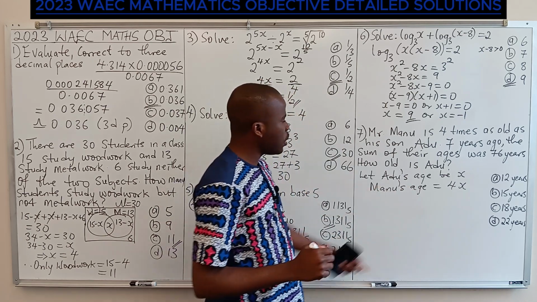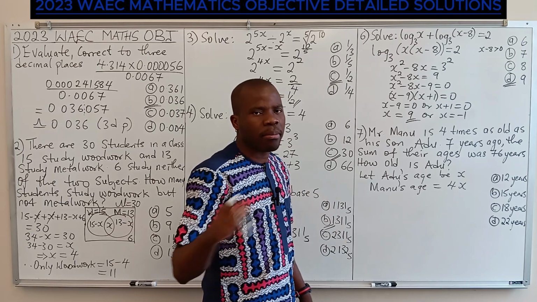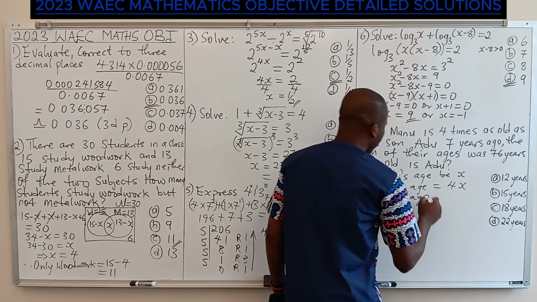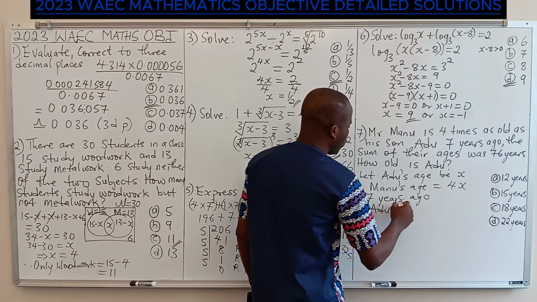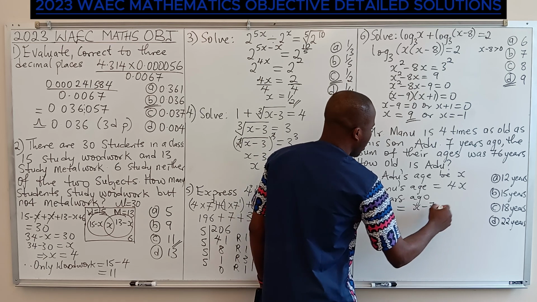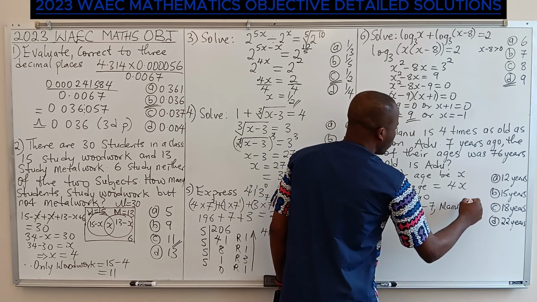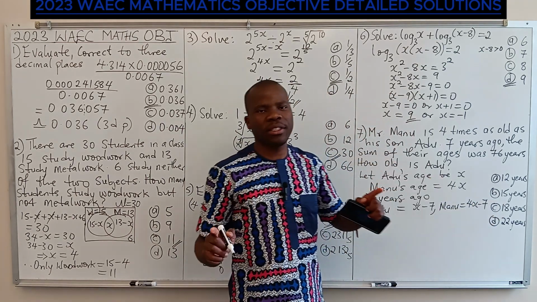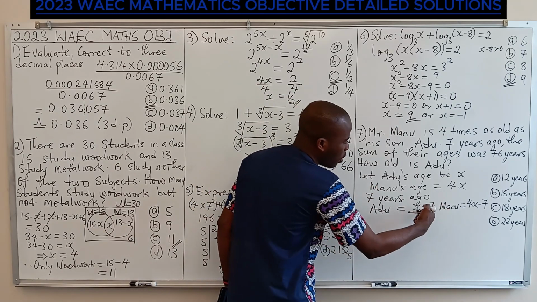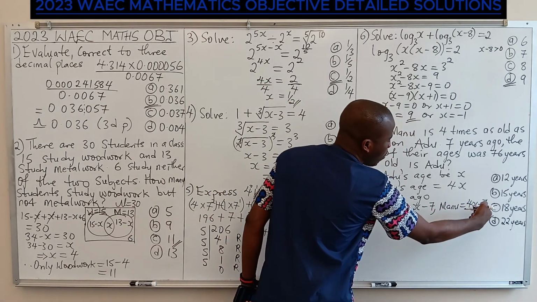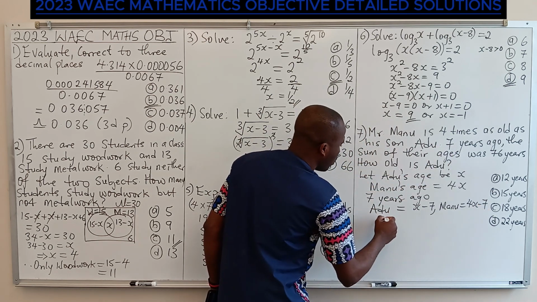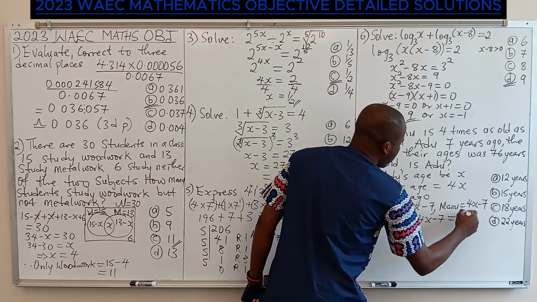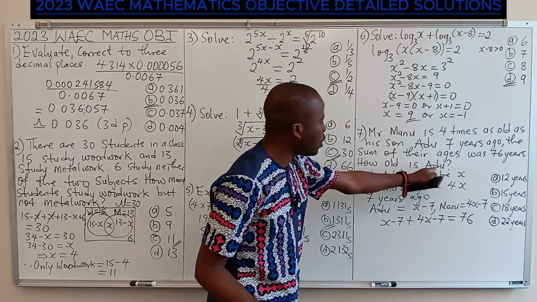7 years ago, Adu was x minus 7 and Manu was 4x minus 7. The sum of their ages was 76. So 7 years ago, Adu's age and Manu's age summed to be 76. It means x minus 7 plus 4x minus 7 summed to be 76. Now we are asked to find Adu's age, which is x.